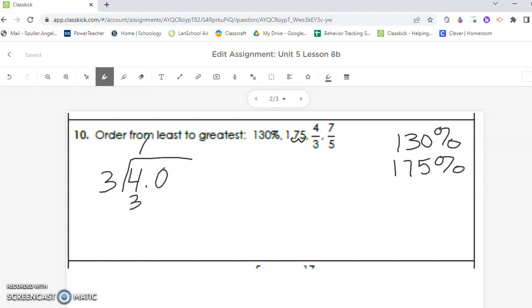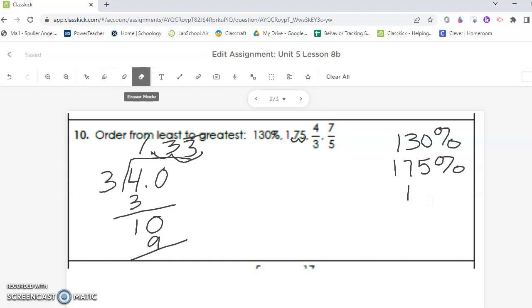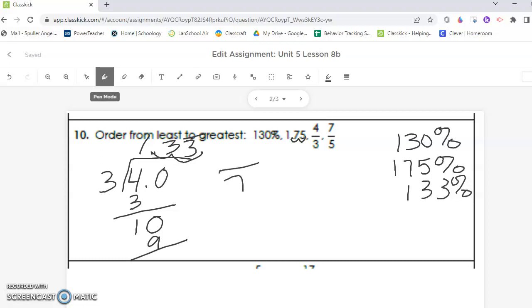That gives me 10. That gives me 3 goes in there, 9. So it's going to give me 1 point. So if I move the decimal over, it's going to give me the 2 positions. It's going to give me 133%. And 7 divided by 5.